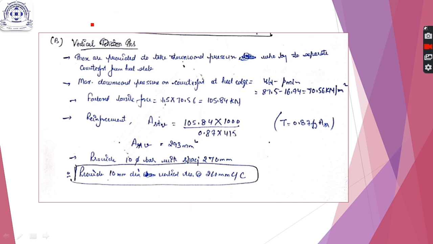Similarly, we calculate the vertical ties. For this we will first find the downward pressure. Downward pressure is acting as 87.5 minus 16.94. We have calculated it already in the design of heel slab.